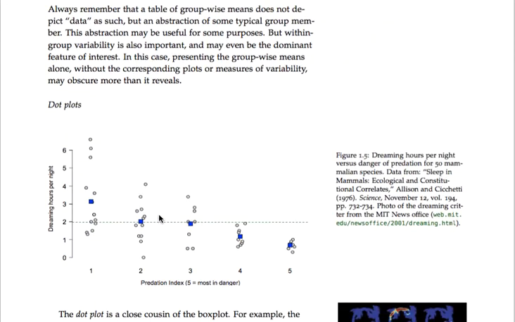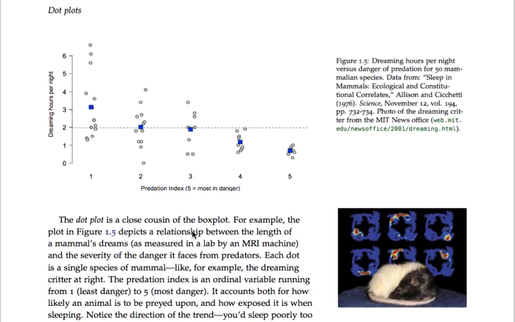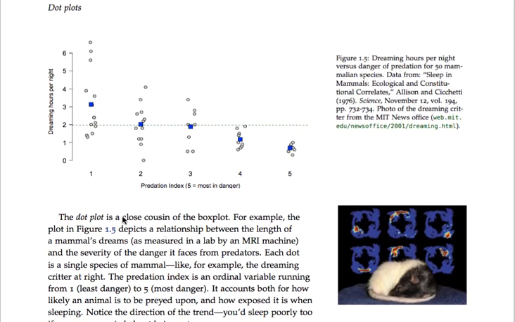Another way to do this is by a dot plot, and this is sort of a drop-in replacement for the box plot. It is literally every single dot represents a case. Okay, so this is a different data set here. What you're looking at is a whole bunch of dreaming animals. The y-axis here is the number of hours that animal dreams per night, as measured presumably in some little fMRI machine appropriate for a possum or a skunk or something.